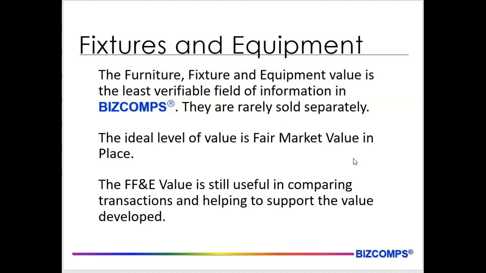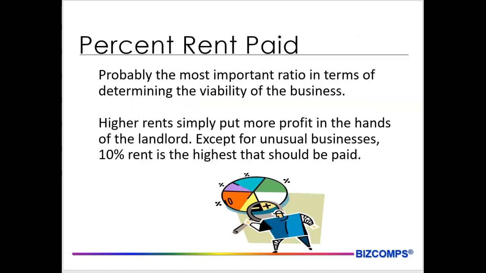Again, remember that the company isn't actually selling the fixtures. They can only sell the furniture and equipment. The fixtures are an appurtenance and they remain with the business. However, the buyer does get the usability of those fixtures. So the FF&E value is still useful in comparing transactions and helpful to support the value that's developed, but it's the least accurate of all the areas of comparison in the database.